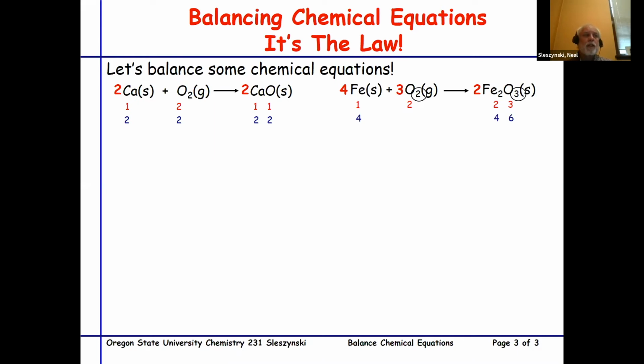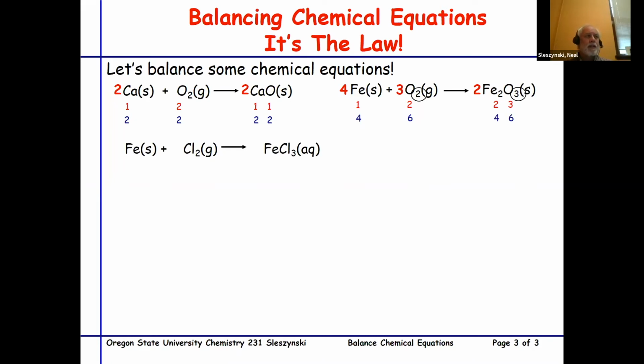Those 3 oxygen molecules, O2, are going to give me 6 oxygen atoms. I now have a stoichiometric coefficient of 4 in front of the iron, 3 in front of the oxygen, giving me 4 iron reactant atoms, 6 oxygen reactant atoms. And my products are 4 iron atoms and 6 oxygen atoms, so I'm balanced.